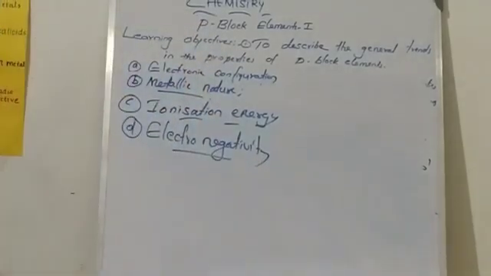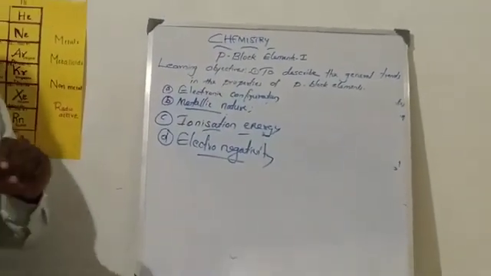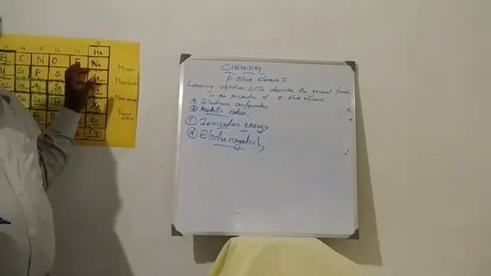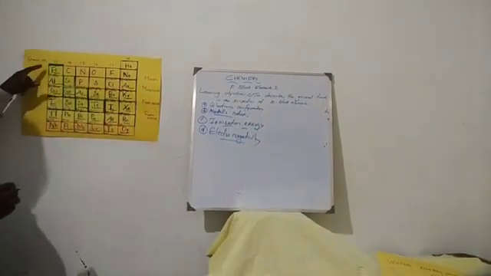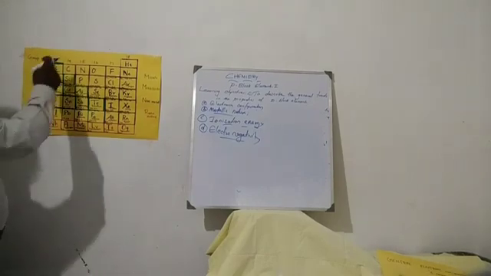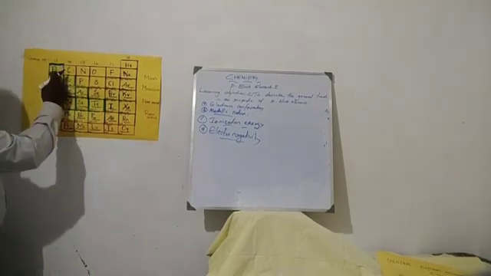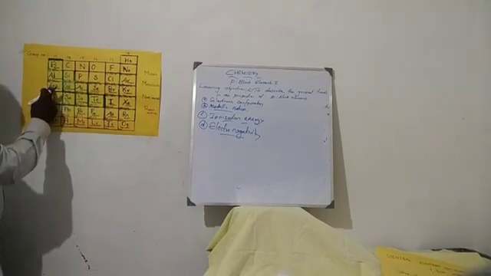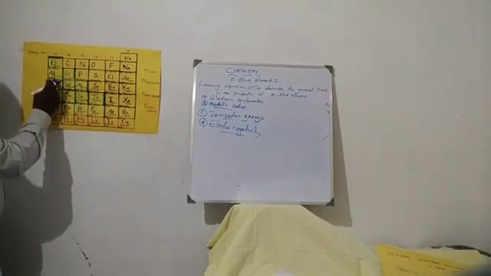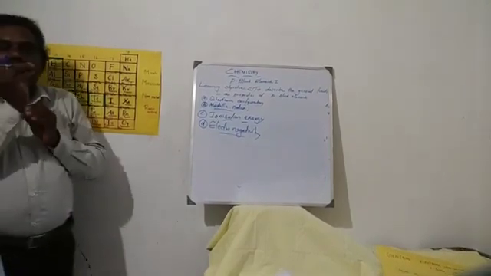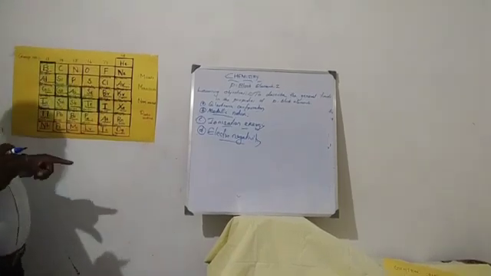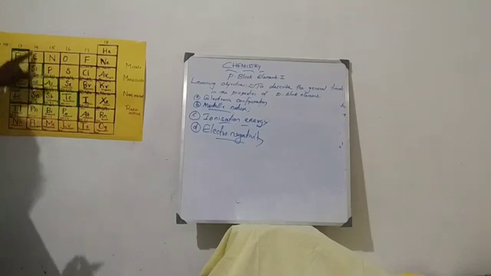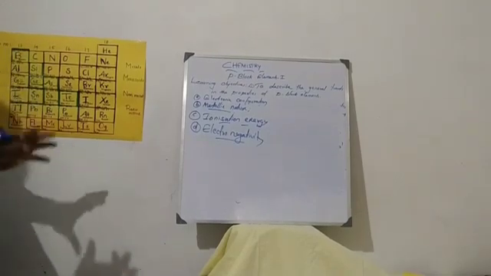As we move down the 13th group, the electronegativity first decreases from boron to aluminum. In the case of gallium, it marginally increases. That is in the 13th group. The 14th group is also the same.